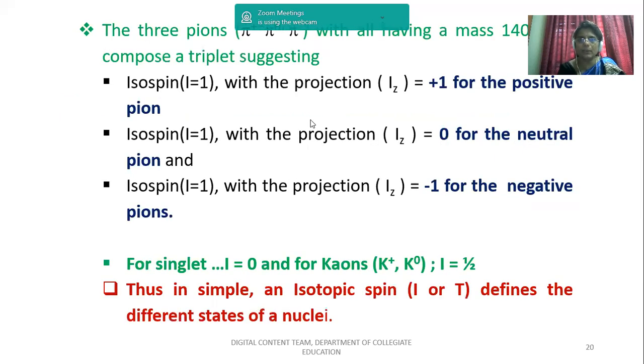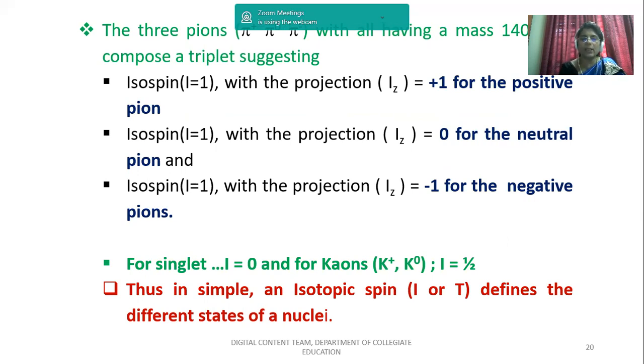So I is plus 1 for the positive pion, 0 for the neutral, and minus 1 for the negative pion. Again, if you want to find out how many particles are present in the group associated with I value 1, you can calculate by 2I plus 1. Since I is 1, it becomes 2 plus 1, which is 3. So there are 3 particles in a group with isospin value 1, and it is called a triplet.